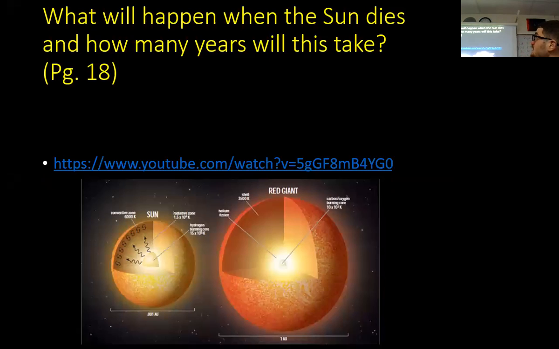What will happen when the sun dies, and how many years will this take? Again, what will happen when the sun dies? So yes, the stars have a lifespan. They don't stay around forever. So for our star, the sun, what will happen to it when it passes away? And how many years will this process take?